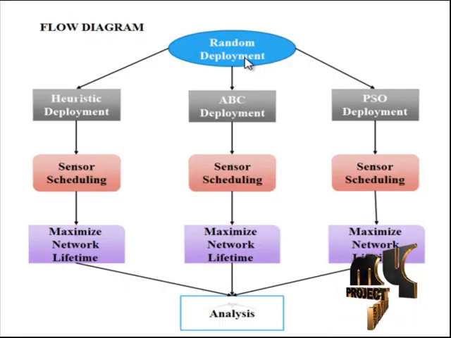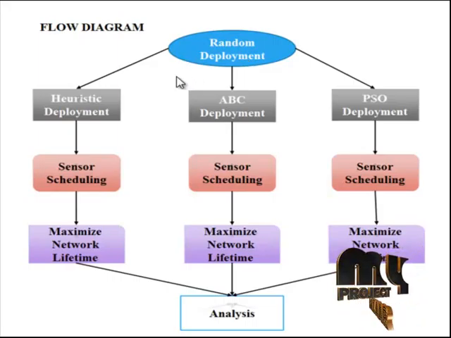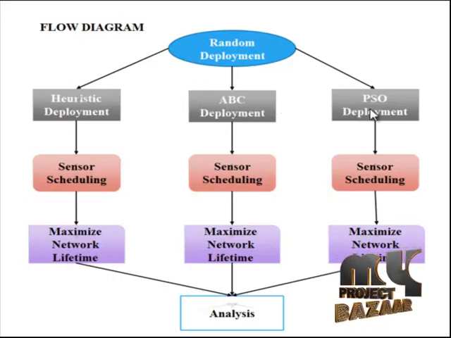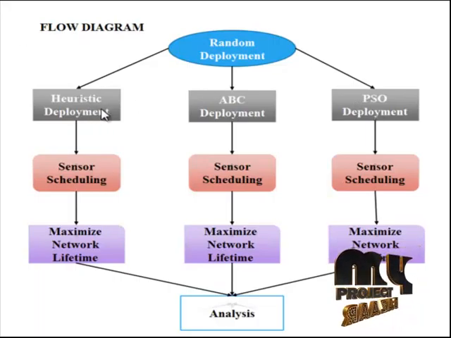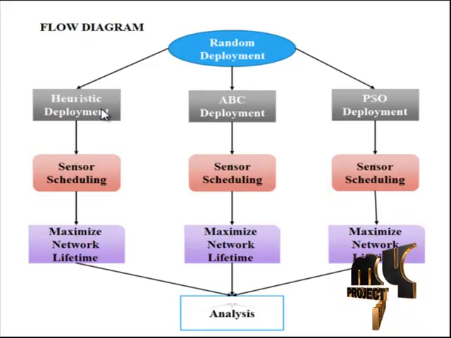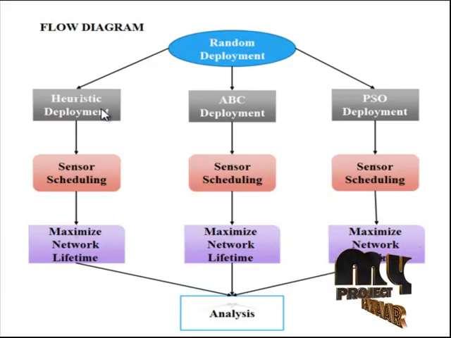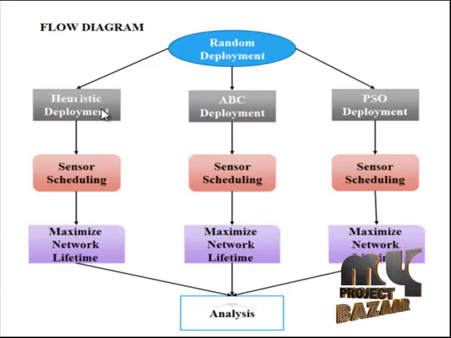Here, random deployment strategies are estimated based on heuristic deployment, ABC deployment, and PSO deployment. In heuristic deployment, this algorithm initially places the sensors randomly. If any sensor does not monitor any target, move that sensor to the least monitored target location. Sensor nodes are sorted in ascending order of the number of targets they cover.